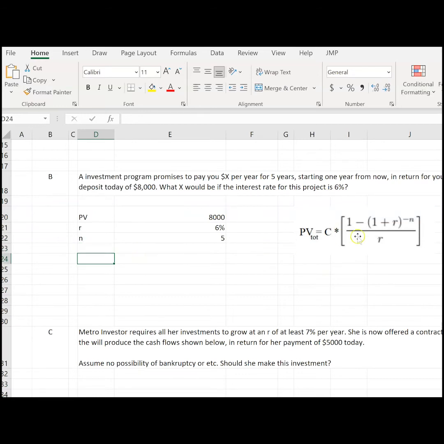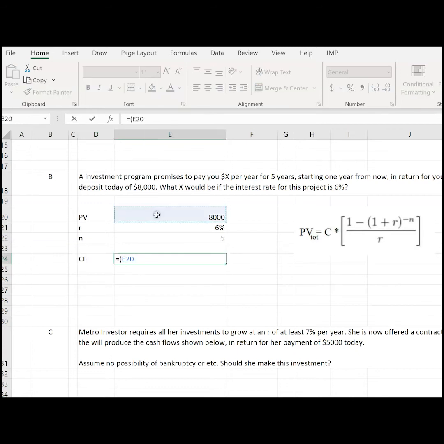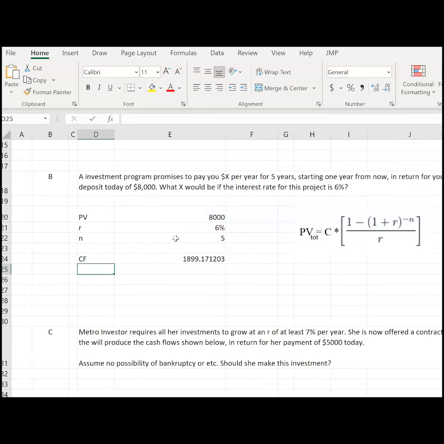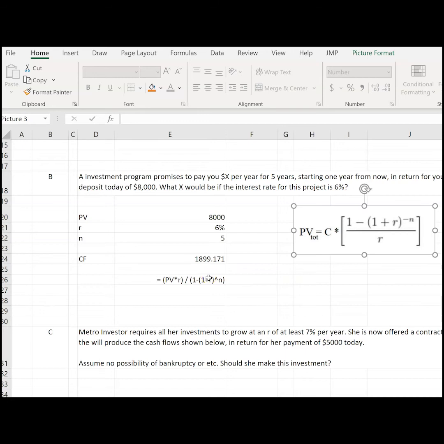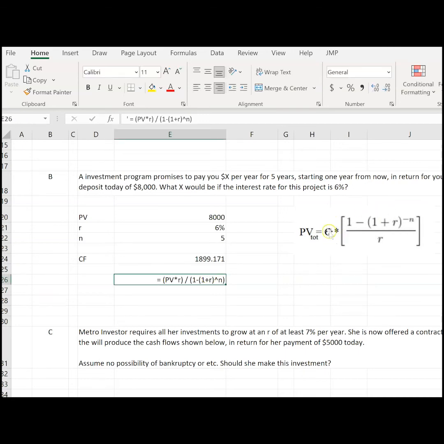All right, and if we rewrite this equation, we could just do the present value total, it was $8,000, times R, divided by this whole numerator, because when you put the numerator onto the other side of the equation, it becomes the denominator, and then that will be equal to our cash flow. So that's the equation that I'm going to go ahead and type in here. So our cash flow is going to be equal to present value times our rate, divided by 1 minus 1 plus R to the negative years. Again, this is just rearranging this equation to look like this in order to solve for the value of each cash flow.